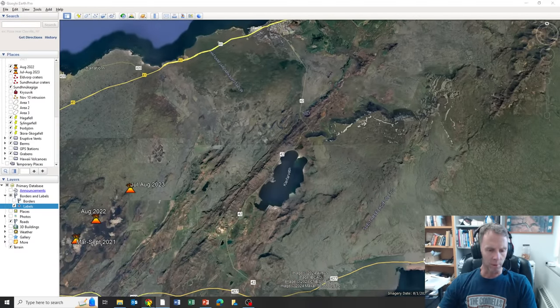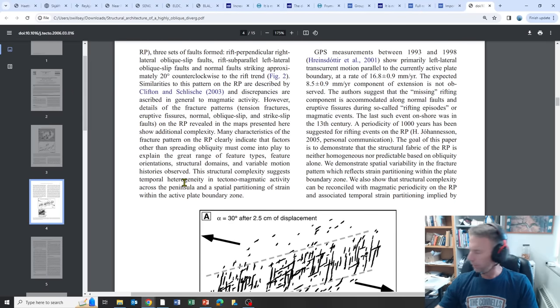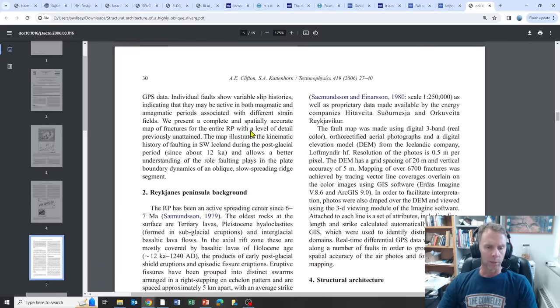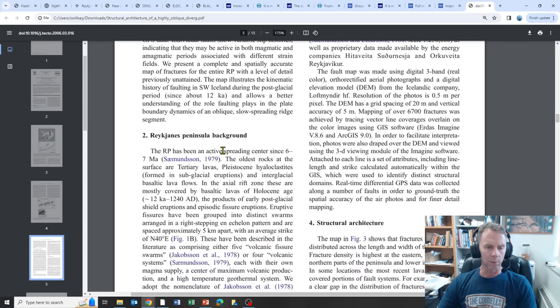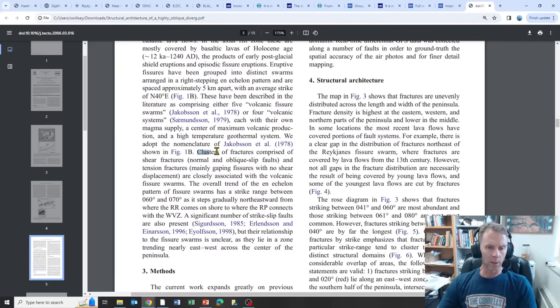And so this paper, I thought, was just a good reminder to me, and maybe I'll pull it out here. I've got a couple things written down, a couple things I can highlight in this paper as we run through it. I'm not going to read the whole thing to you. That would put you right to sleep. But a few things here. Clusters of fractures comprised of shear fractures and tension fractures are closely associated with the volcanic fissure swarms. So a lot of those are related to or associated with that.